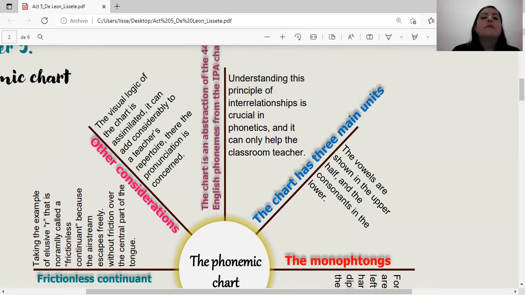Other considerations. The visual logic of the chart is assimilated. It can add considerably to a teacher's repertoire where pronunciation is concerned.